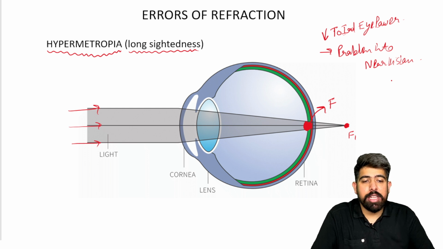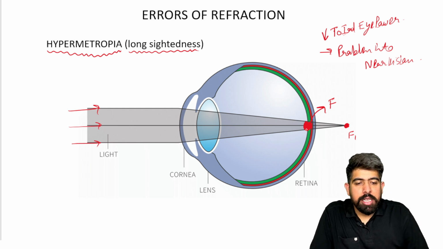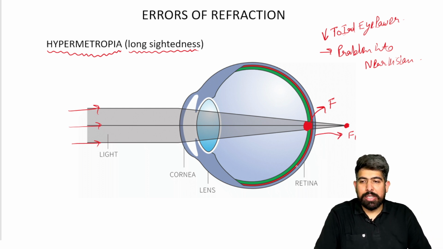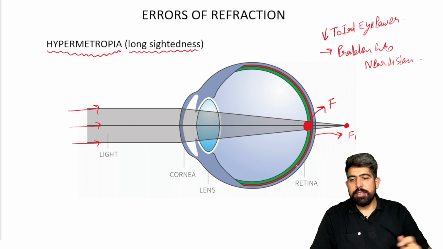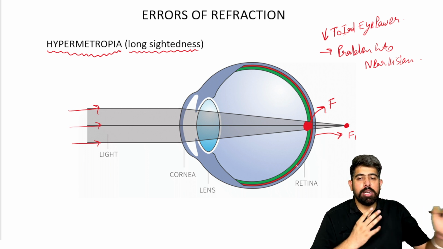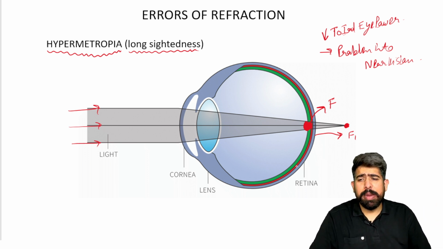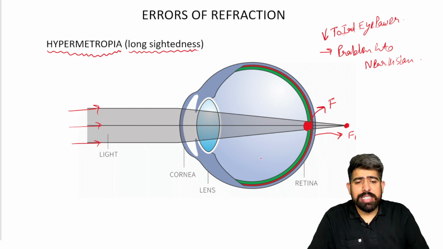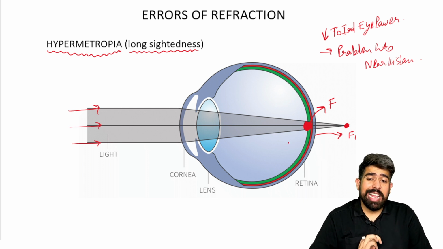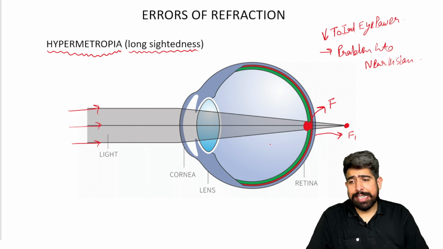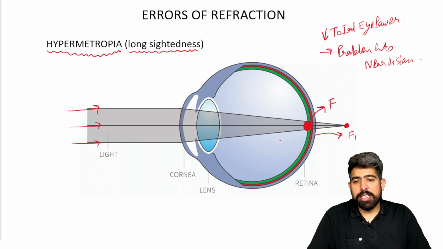And why is the name long sightedness given? Because the normal focus point is here, and it is falling further behind this point, so it is making the refraction longer, prolonging the convergence. That's why this is known as long sightedness. Please remember, don't get confused with it. The examiner will surely try to confuse you on long sightedness. So hypermetropia is known as long sightedness.